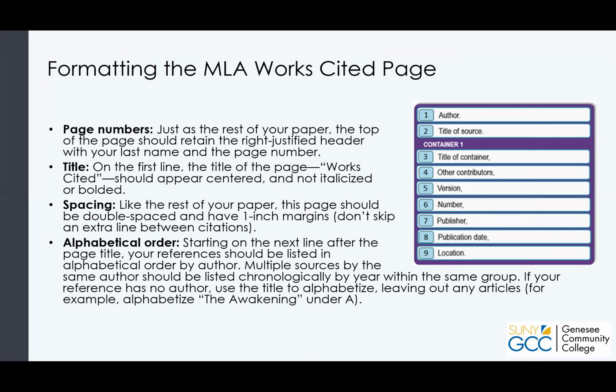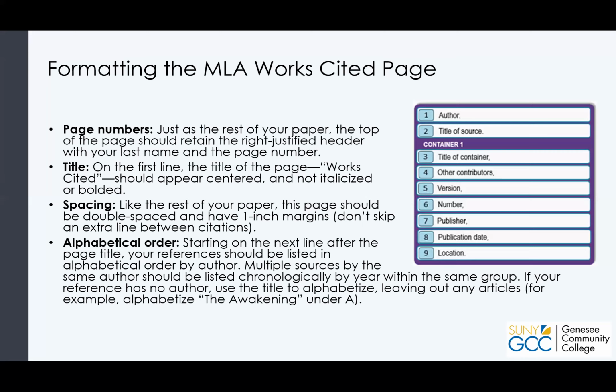Alphabetical order. Your sources have to be in alphabetical order on your works cited page. Starting on the next line after the page title, your references should be listed in alphabetical order by author's last name. Multiple sources by the same author should be listed chronologically by the year within the same group. If your reference has no author, use the title to alphabetize, leaving out any articles. For example, alphabetizing The Awakening under A, because the word the is an article, okay?